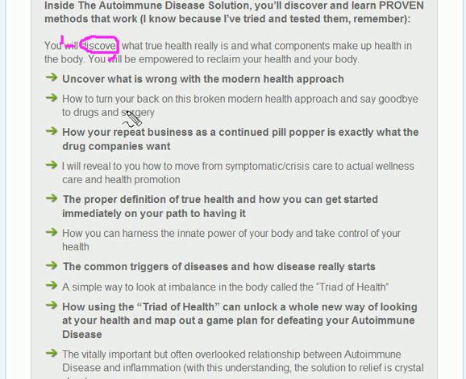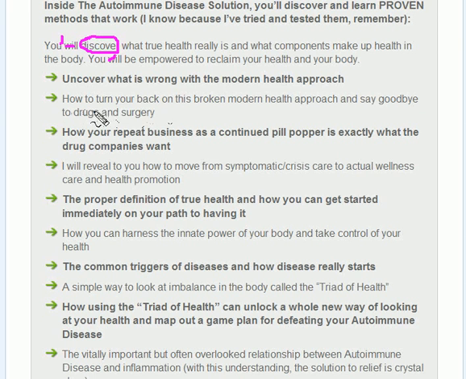For example, this feature here, "uncover what is wrong with the modern health approach," is just a feature, okay? And so, what is the benefit? That you don't waste your time with things that don't work. What is the benefit behind that? It means you'll get a solution to your problem that is quick and fast, without wasting your time. So you get the sense that you not only want to give the feature of the product, you want to give a benefit, and you also want to give a benefit out of that benefit. So these headlines and bullet points can be fleshed out.